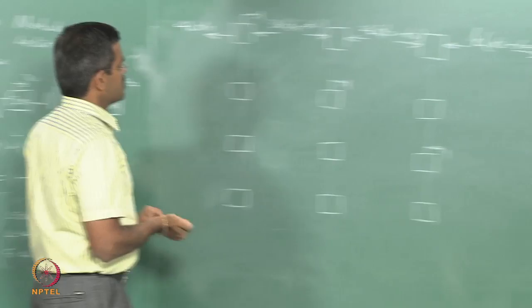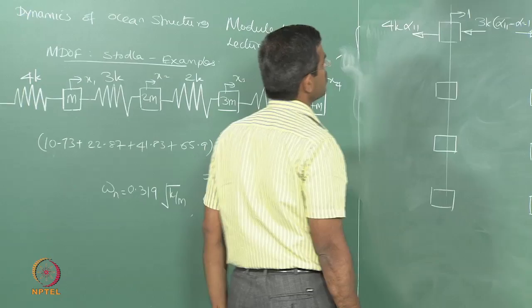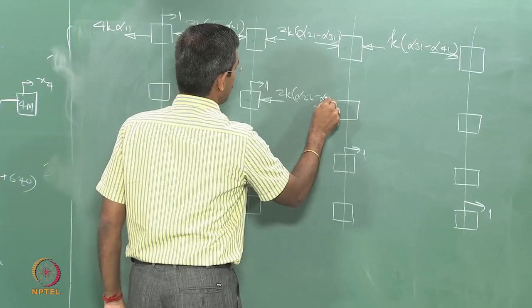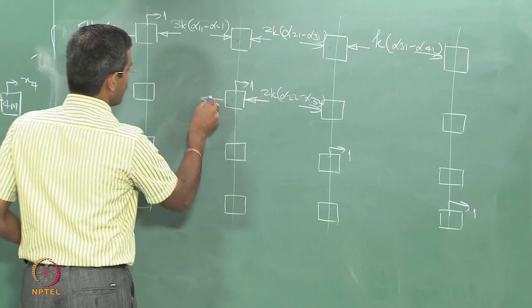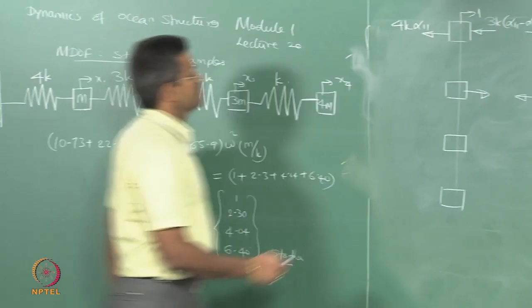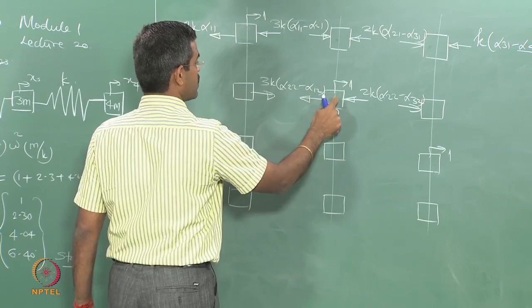Similarly, give the unit force in the second degree, the mass will move towards the right. So this spring will try to push it back, and I am marking both the arrows parallelly, and the corresponding stiffness is related to 2k. So 2k of alpha 22 minus 32 because it is connecting 2 and 3. So when this mass is moving towards the right, this spring will try to pull it back. This spring, the 3k, so 3k of alpha 22 minus 12 because it is connecting the coefficients of 2 and 1, and the second subscript stands for the unit force given at the second degree.